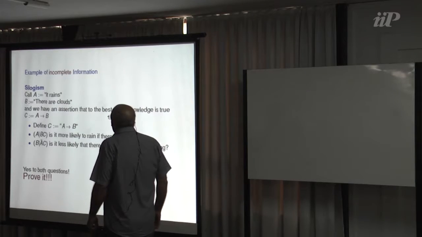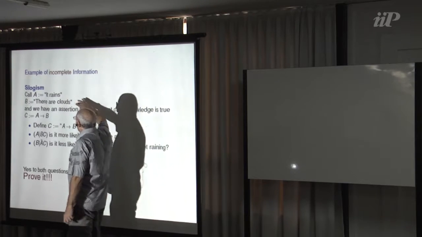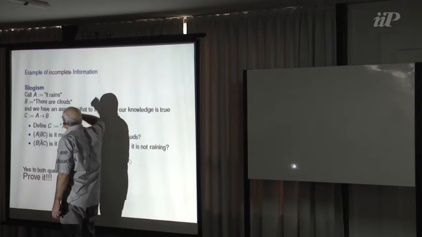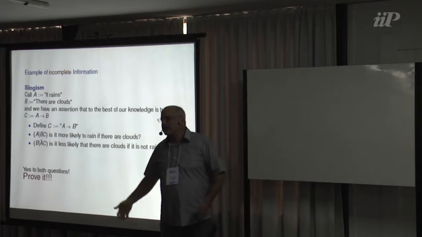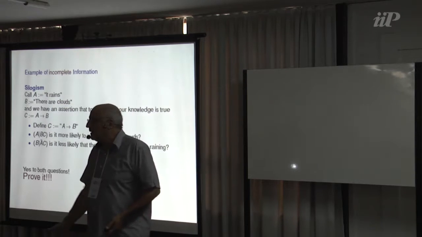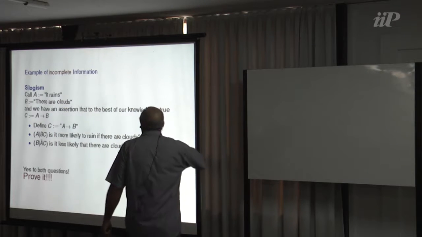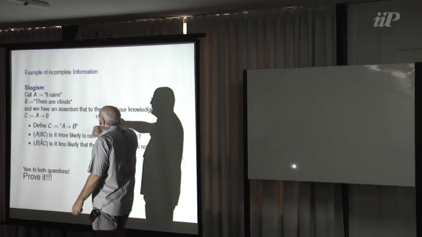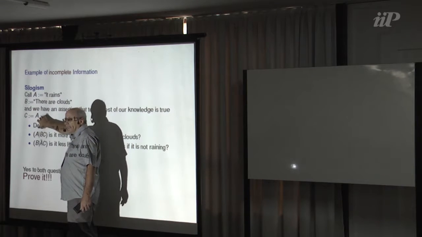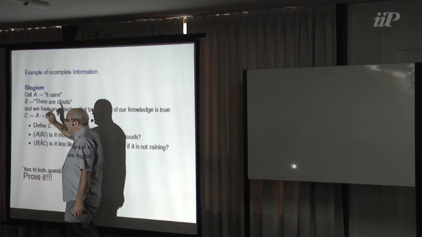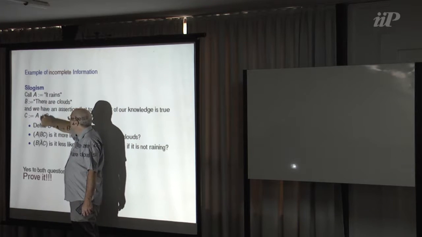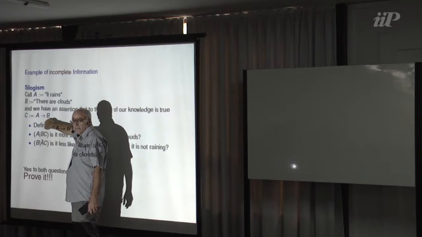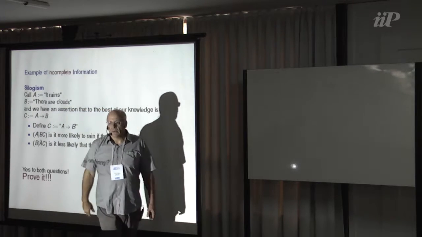Let's have an example. Suppose I say that A means it rains. B, there are clouds. And given our experience, given the amount of physics that we know, we can say that, to the best of our knowledge, A implies B. What does A implies B? It's logical implication. So it means that if it rains, there must be clouds. That's something that we know.